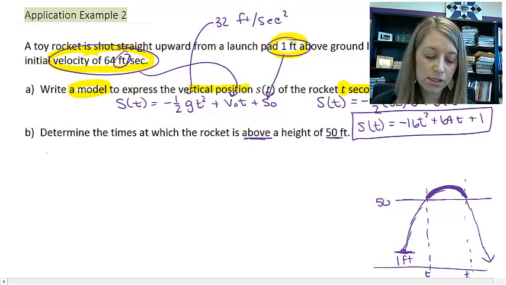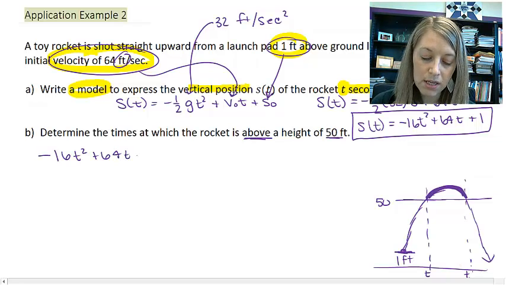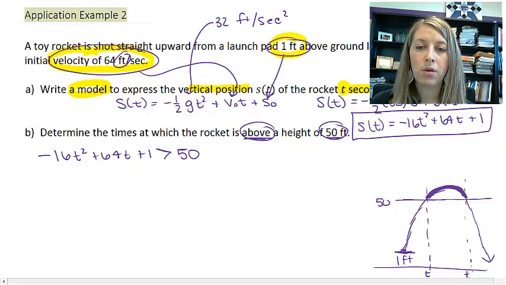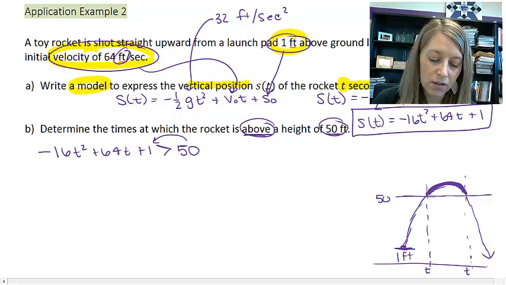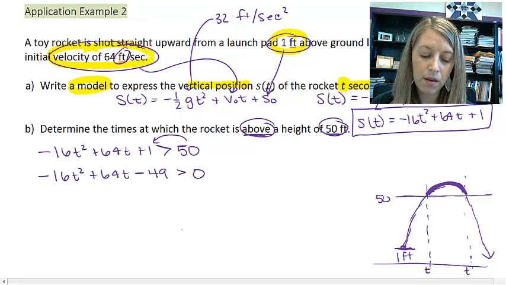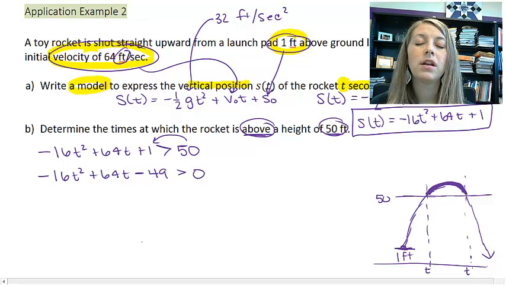So to do this, we just take our equation, negative 16t squared plus 64t plus 1, and we set it above or greater than a height of 50, greater than 50. So there we go. We've set up our polynomial inequality. Now all we need to do is solve it. Move my 50 over here to the left, so it gives me negative 16t squared plus 64t minus 49 is greater than 0. We could try and factor it.